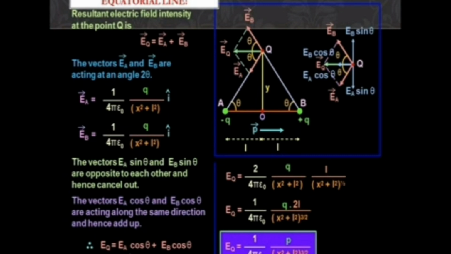ஆட் பண்ணும்போது என்ன பண்றோம்? EQ equal to EA cos theta plus EB cos theta. So EA, EB are the two values. You can take any one value. ரெண்டுமே ஒரே மாதிரி தான் இருக்கு. அதனால நீங்க EA or EB ஏதாச்சும் ஒன்ன கூட எடுத்துக்கிட்டாலே போதும். அப்ப நம்ம என்ன பண்றோம் அப்படின்னா EA equal to EB. So we can write 2 EA cos theta.